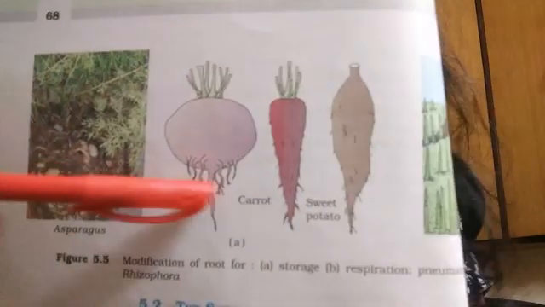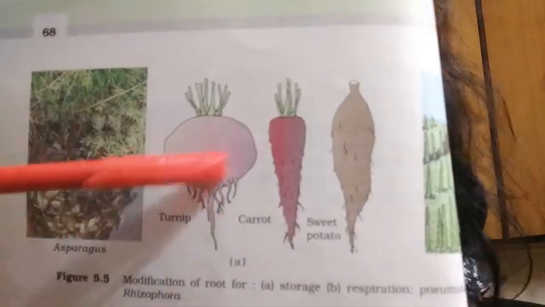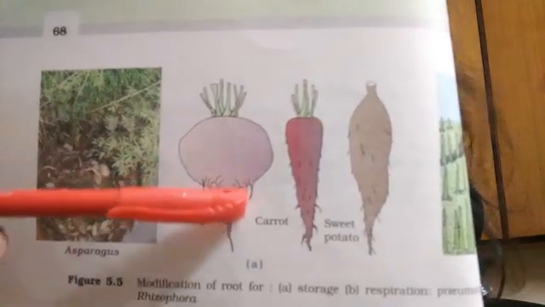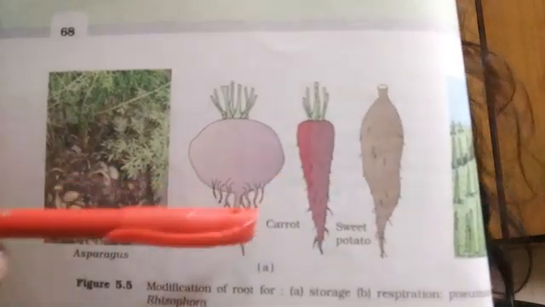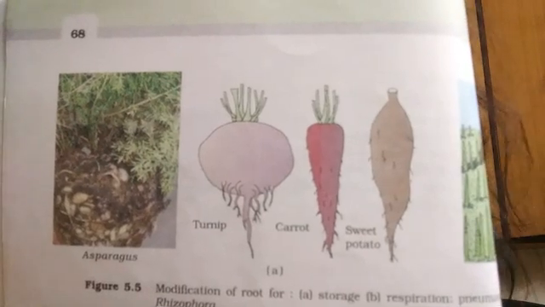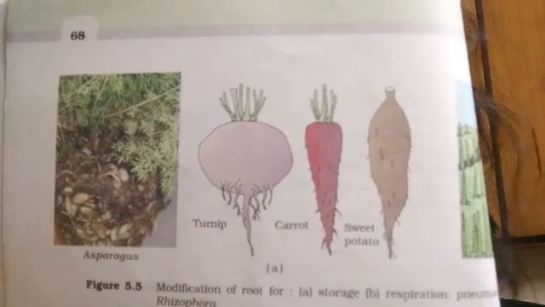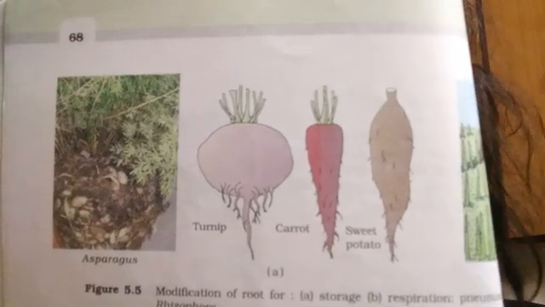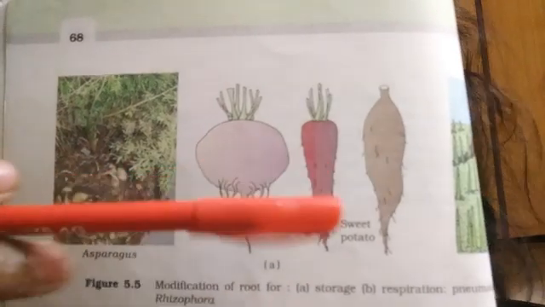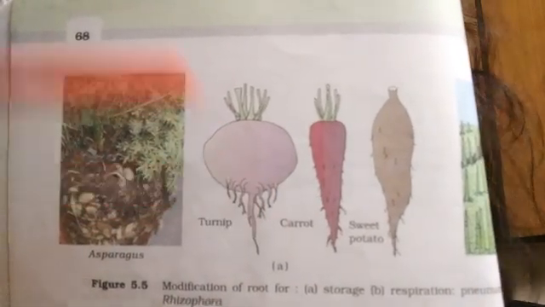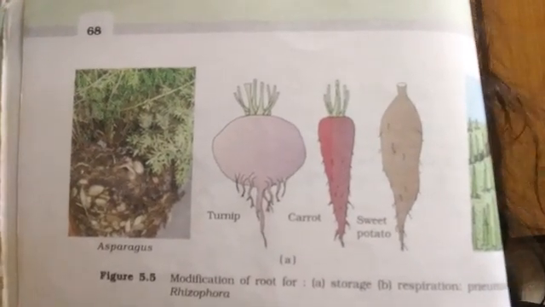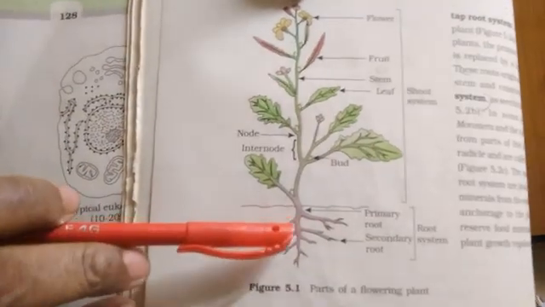Now root not only helps in anchorage, it also sometimes stores food. You can see here carrot, beet, these are all roots which can store enough food. Clear? And when we eat them, this food we take in. So roots not only absorb water, not only help in anchorage, they also help in storage of food. Clear? Lots of roots are there, like carrot, then radish, then beet, turnip, all these store lots of food.